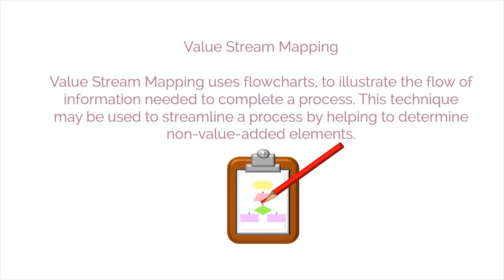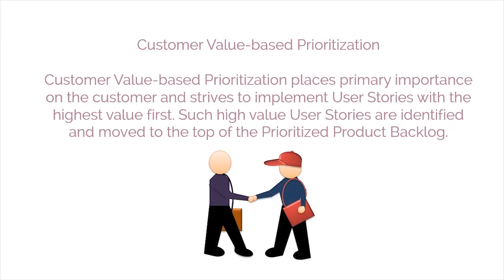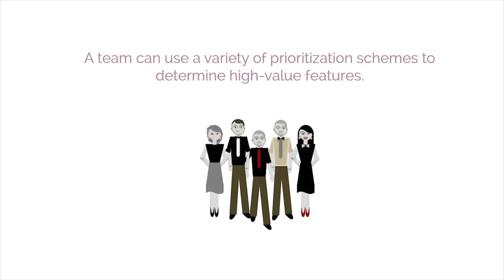The second method is customer value-based prioritization. Customer value-based prioritization places primary importance on the customer and strives to implement user stories with the highest value first. Such high-value user stories are identified and moved to the top of the prioritized product backlog. A team can use a variety of prioritization schemes to determine high-value features.